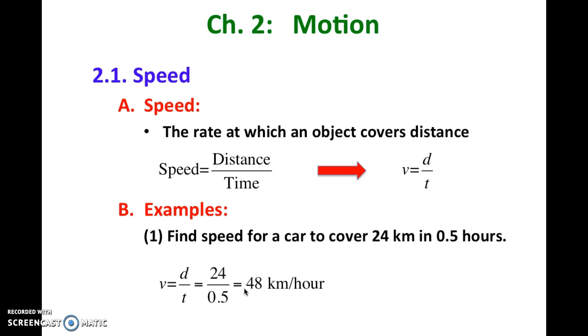For example, find the speed for a car to cover 24 km in 0.5 hours. Here, 24 is the distance traveled and 0.5 hours is the time. Then from the speed formula v equals d over t, we have the speed equals 24 divided by 0.5, which is equal to 48 km per hour.